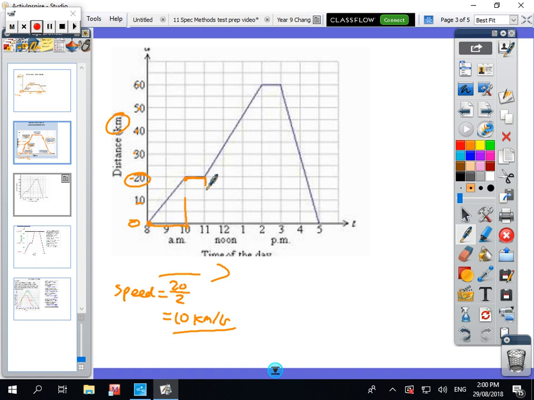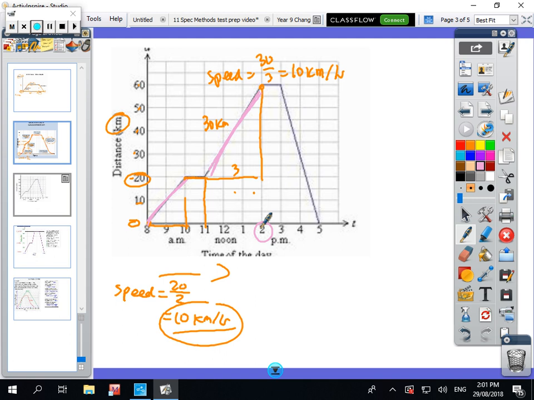And then at 11 o'clock, they're getting back into their vehicle, and they're going from 20 to 60, so it's going 40 kilometers, and it's taking 1, 2, 3, 4 hours. So the speed is 40 over 4, which is again 10 kilometers per hour, so it's the same speed. And if you had a look at the slope, that angle there is the same as that angle there, so the slope is exactly the same.